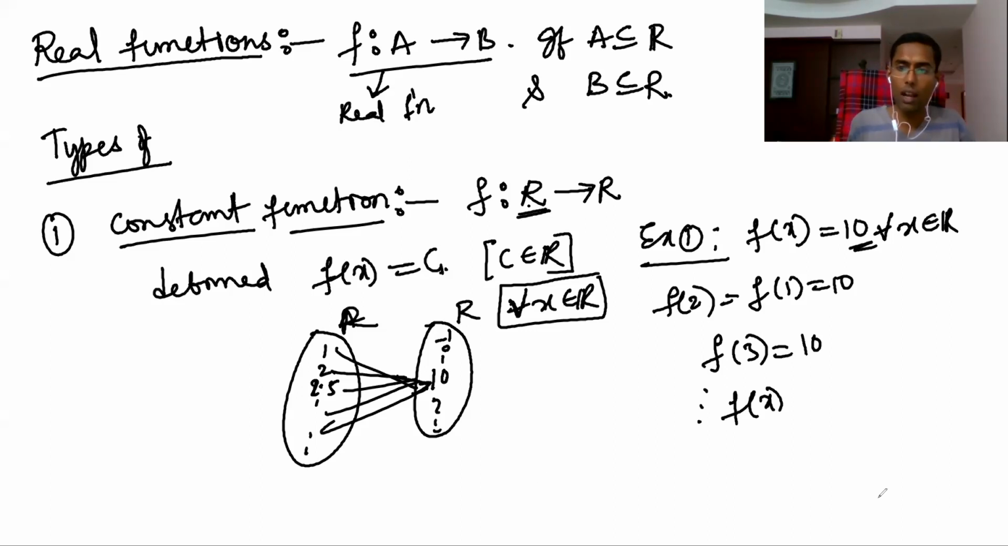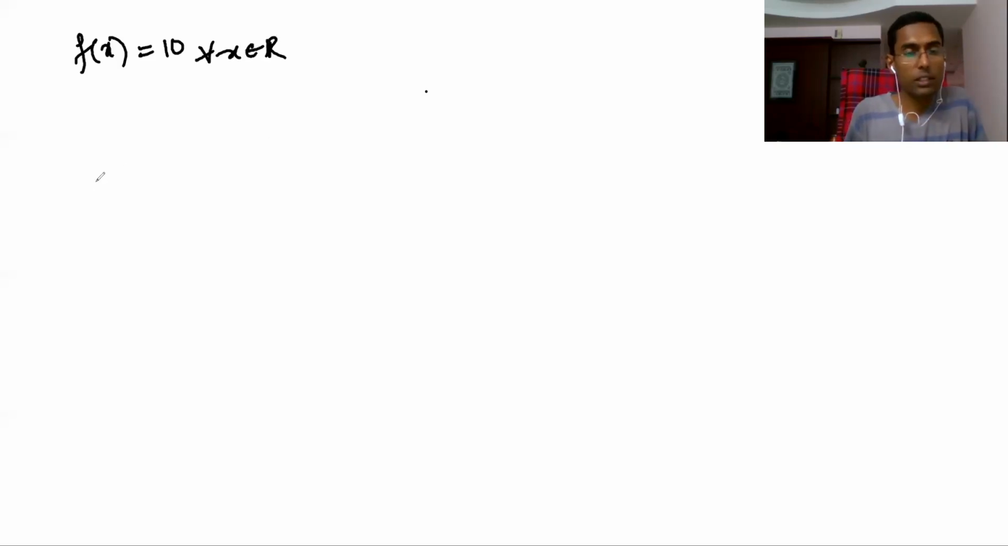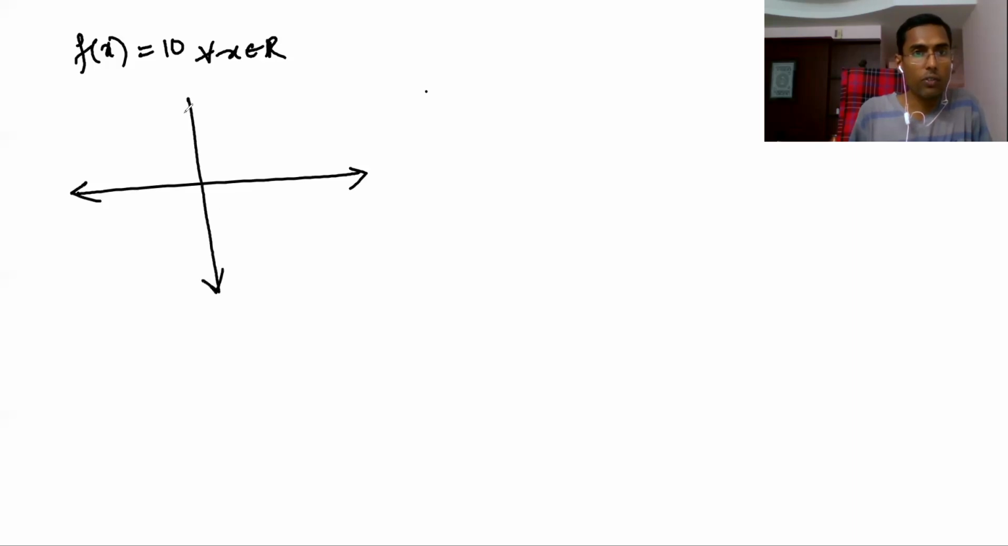So how is its graph? So graph is like this. f of x equal to 10 for all x belongs to R. The graph is like this. Real function, so constant function graph is like this. f of x equal to 10.